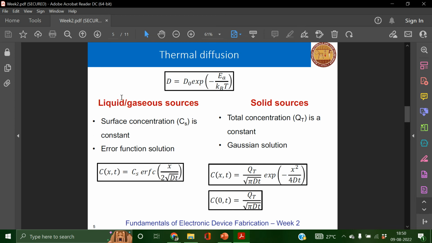And then in thermal diffusion we have liquid and gaseous sources as well as solid sources. For solid sources, I had one particular question for you, which follows a Gaussian solution. Two equations govern that to find the concentration at a particular depth and the time taken to achieve that concentration. This one is at the surface at a time t, and this is at a depth of x at a time t. So these will be the two equations. In the case of liquid or gaseous sources, we have a surface concentration Cs, and the solution is given by an error function solution. Using the diffusion coefficient, time, and the depth, we will be able to find the concentration profile.